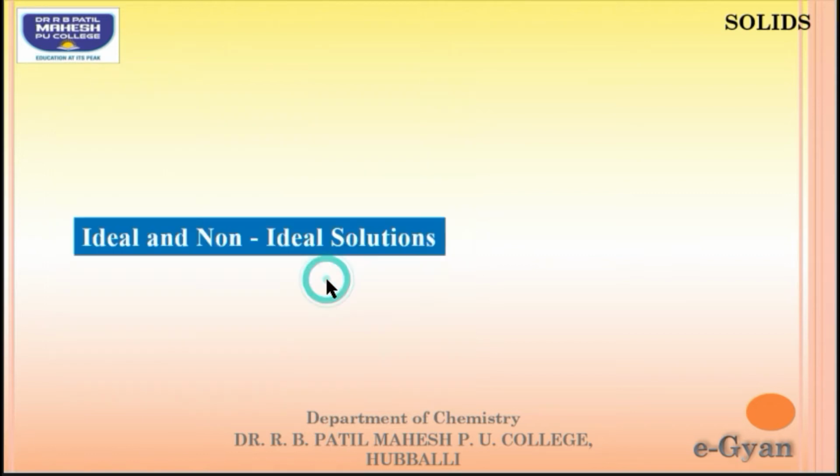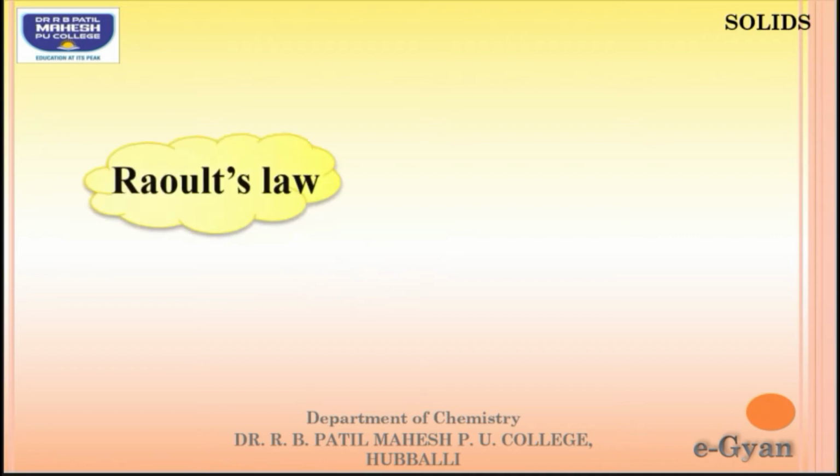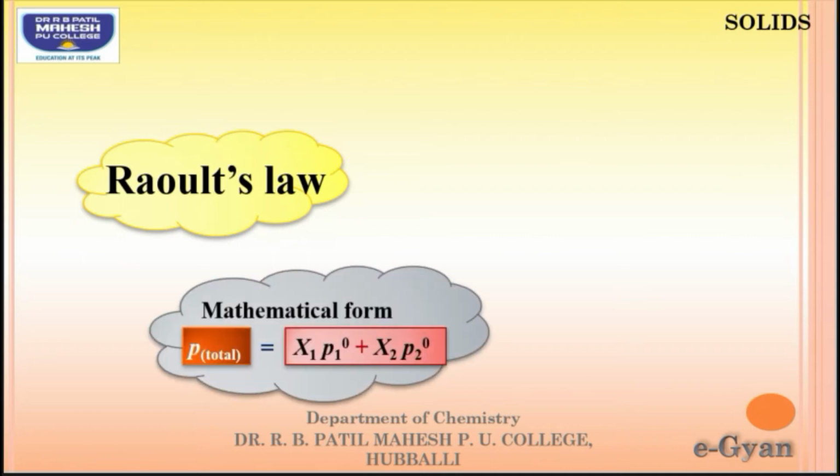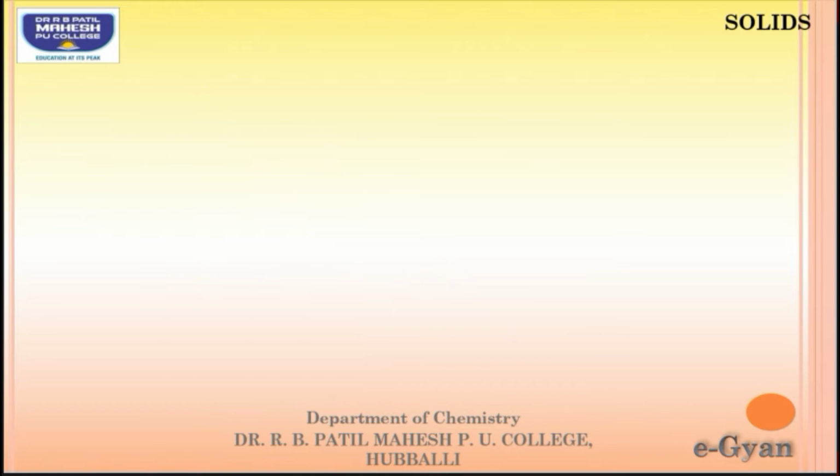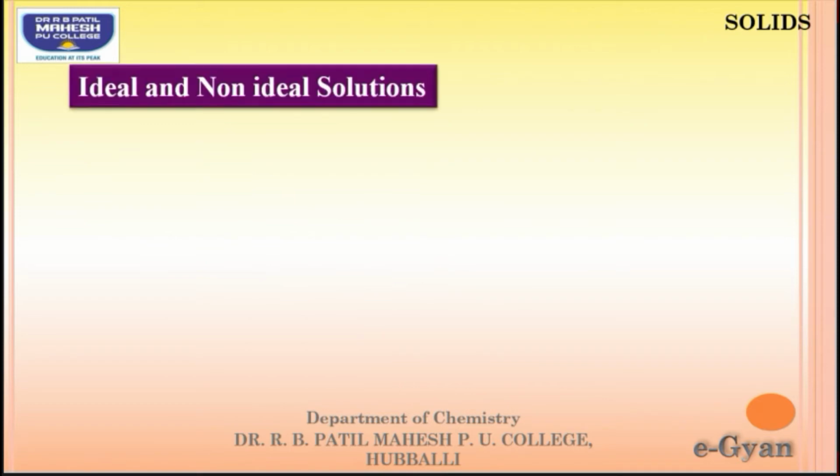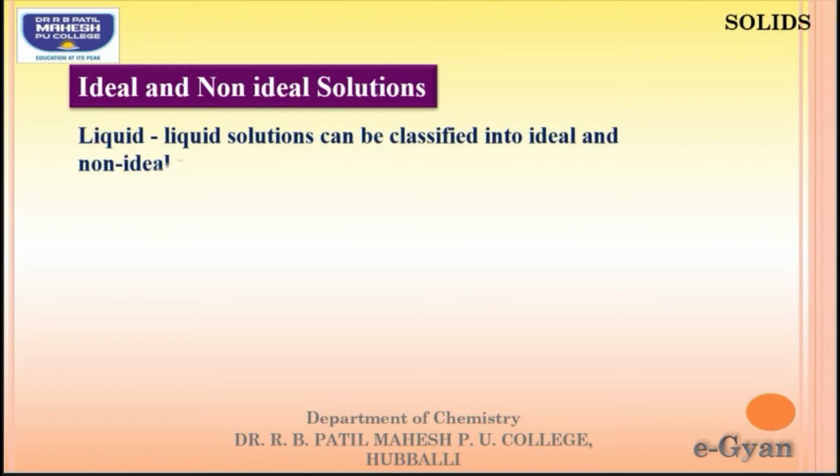Based on Raoult's law, we categorize solutions into two types: one is ideal solution, the second is non-ideal solution. According to Raoult's law, P total is equal to X1 P1 naught plus X2 P2 naught. Based on that, we have the two types, ideal and non-ideal solution. So liquid solutions can be classified into those types mainly based on Raoult's law.